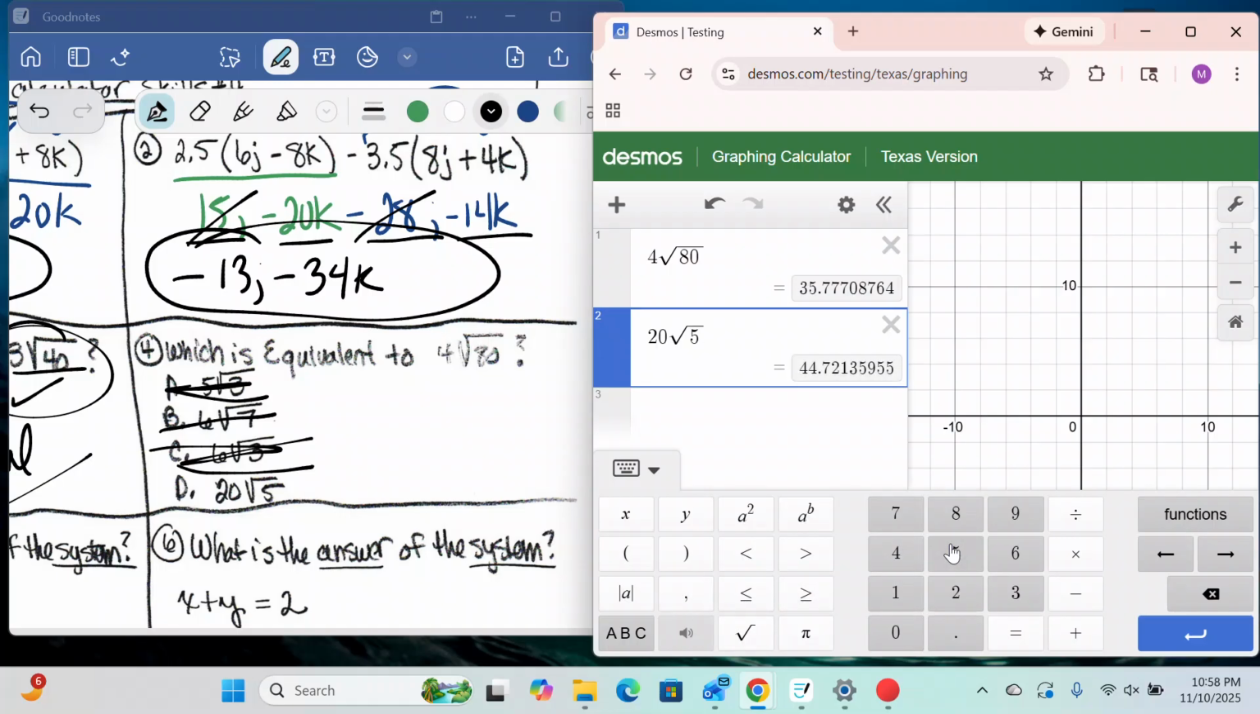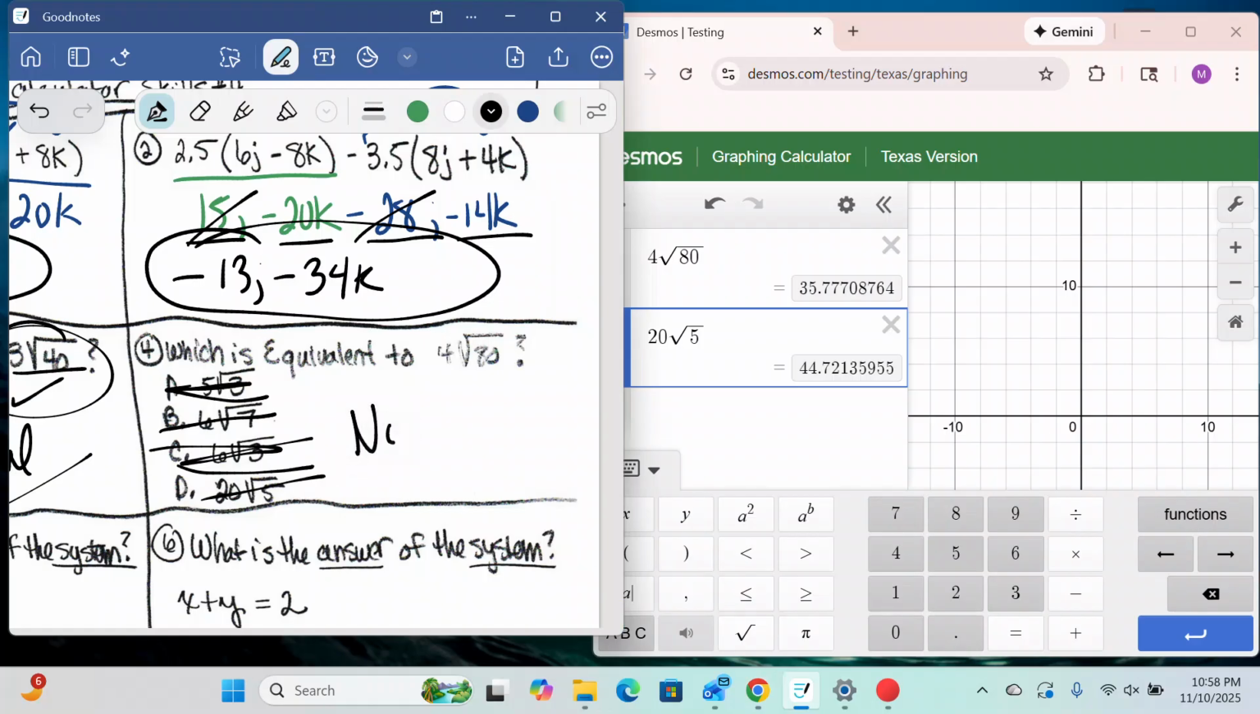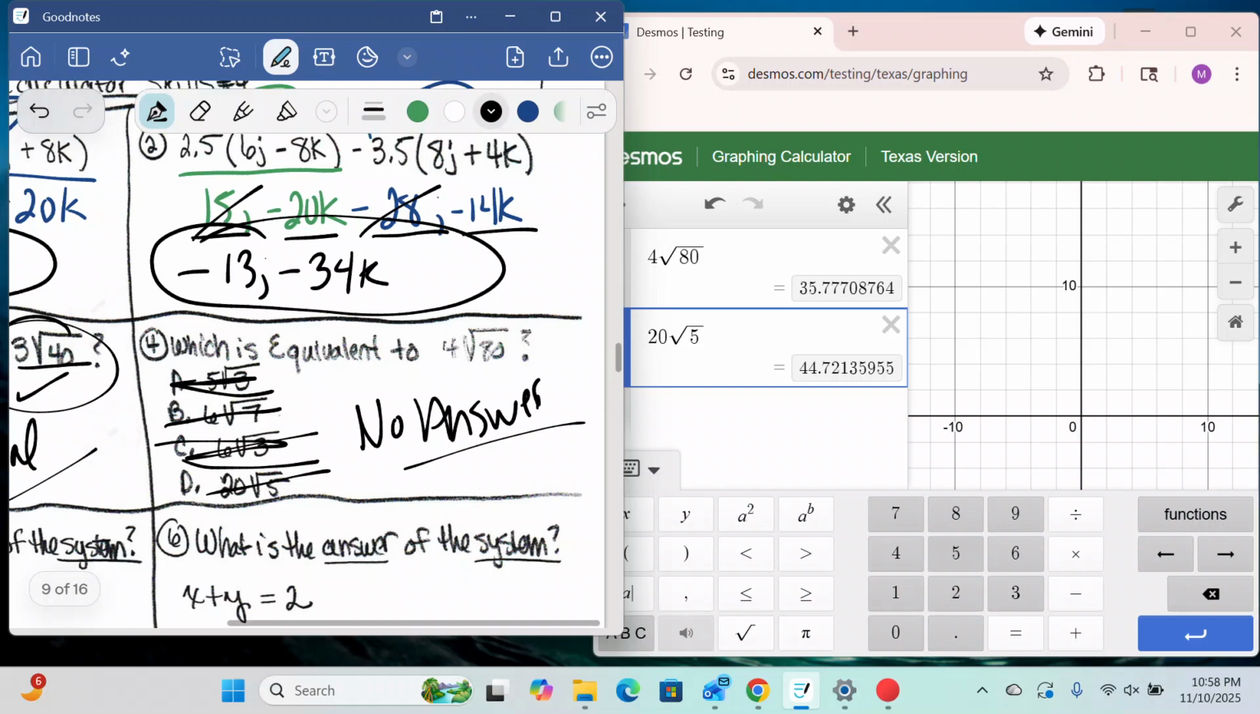And they're not equal. So this one has no answer. I only say it has no answer because I purposely put it that it has no answer. Sometimes I like to purposely do that. But usually on the STAAR test, if it is multiple choice, 99.999% of the time, it will give you an answer. And the reason I don't say 100% is because everyone can make mistakes.